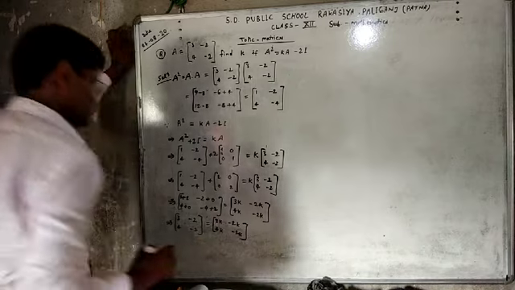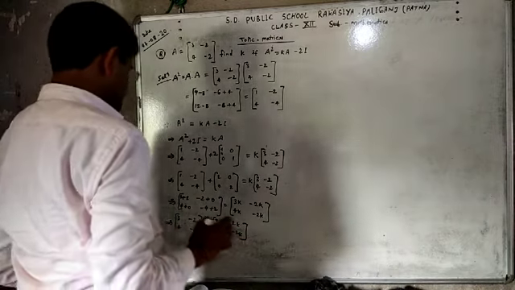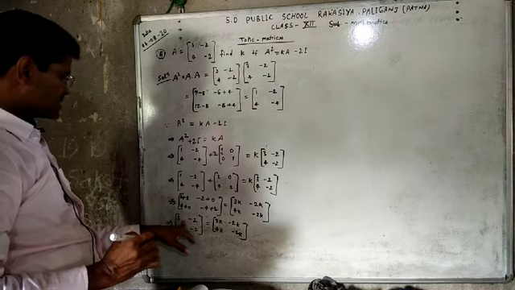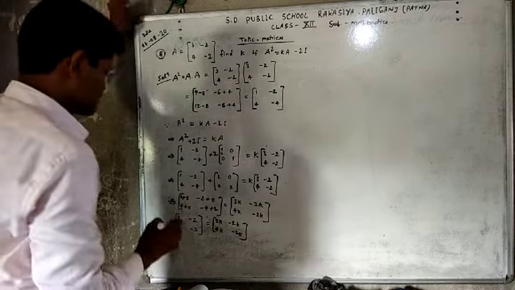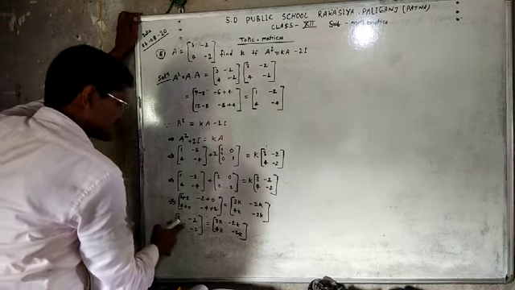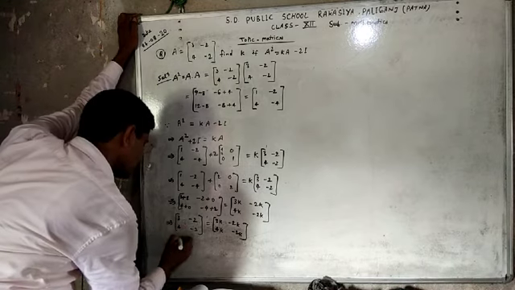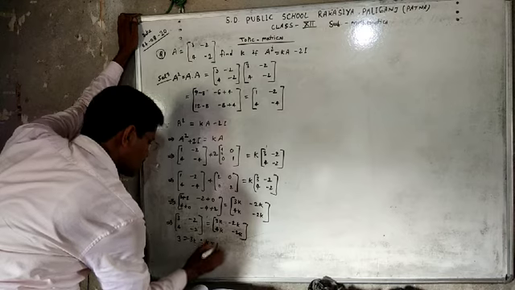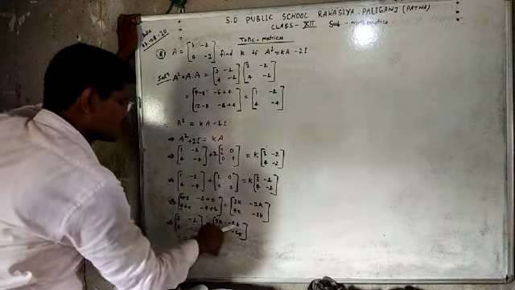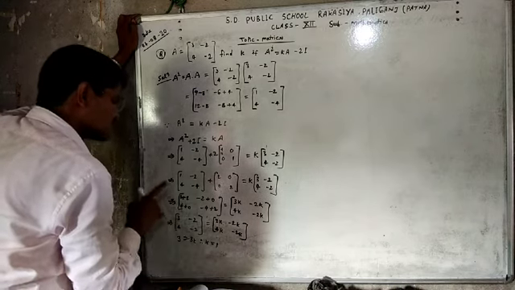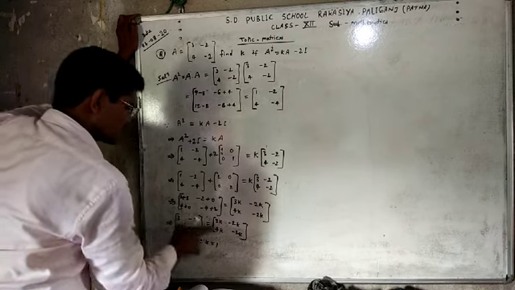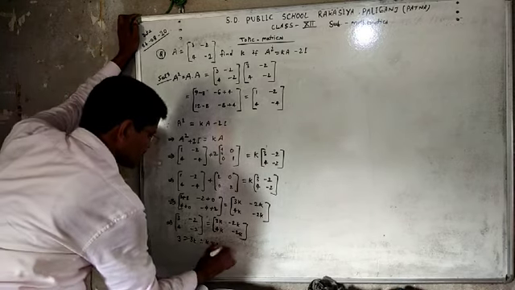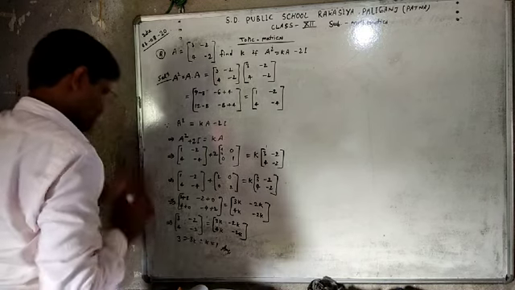From this, we observe that we compare every corresponding element of LHS and RHS. Then we get 3 equal to 3k, and hence k equal to 1. Similarly, minus 2 equal to minus 2k, and hence k equal to 1. 4 equal to 4k, and hence k equal to 1. Therefore, the value of k is 1.